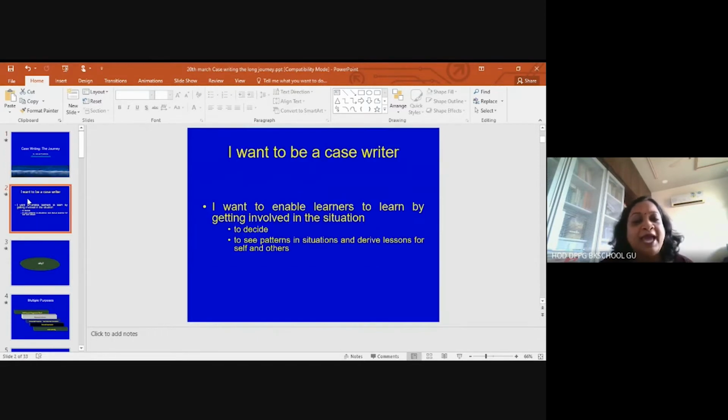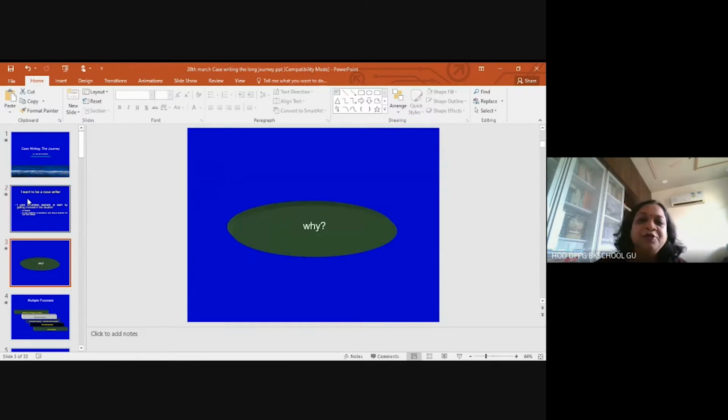Friends, many times we have a query that I want to be a case writer. I want to enable learners to learn by getting involved in the situation. When you are a case writer, first of all, you have to enable learners to learn by getting them involved in a particular situation. For that, you need to get into that situation yourself. You have to see the patterns in the situations and derive the lessons for yourself and others. So when you want to be a case writer, the first question that comes to you is: why? Why do you want to be a case writer?